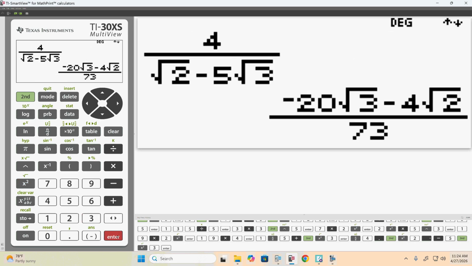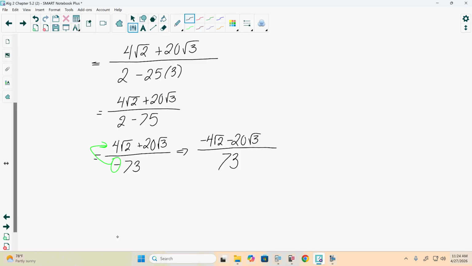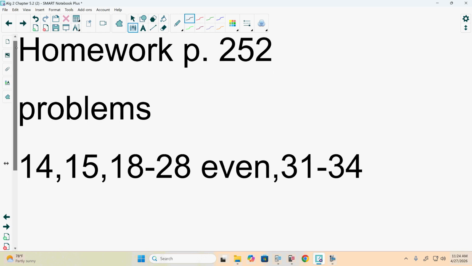It also decided to put the square root of 3 in front. Same exact answer. And that is it for 5.2. We only have one more section of 5.2 that we're going to cover, and then 2 sections of 5.4, and we are finished with chapter 5.